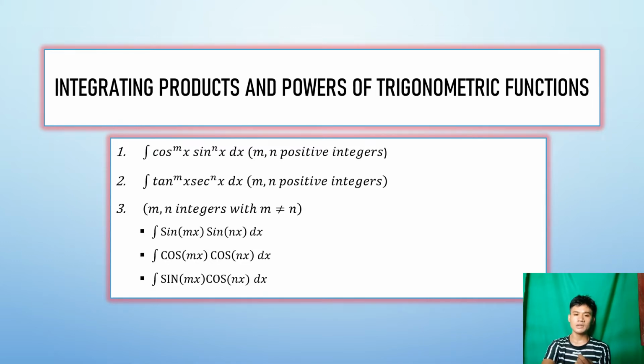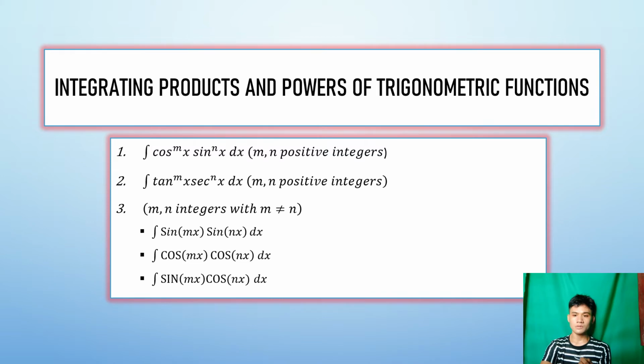And the third one, or the last one, focuses on products of trigonometric functions, which is if m and n are integers with m is not equal to n. So we have three product trigonometric function identities. First is the integral of sine mx, sine nx dx. Second one is the integral of cosine mx, cosine nx dx. The last one is the integral of sine mx, cosine nx dx.